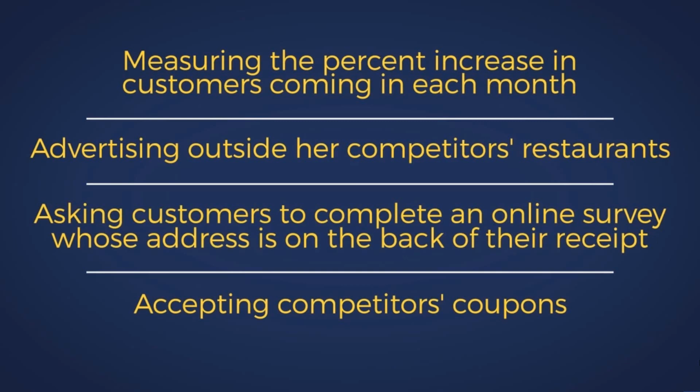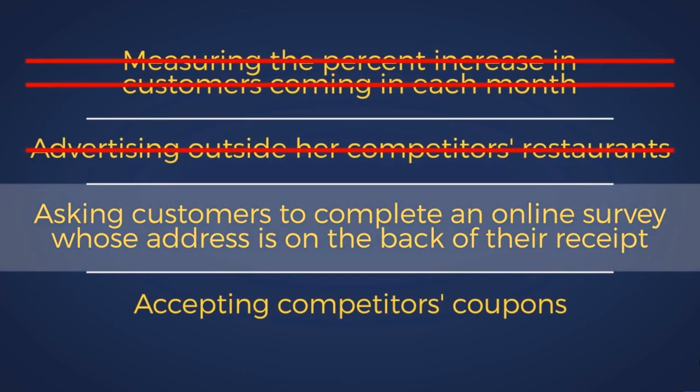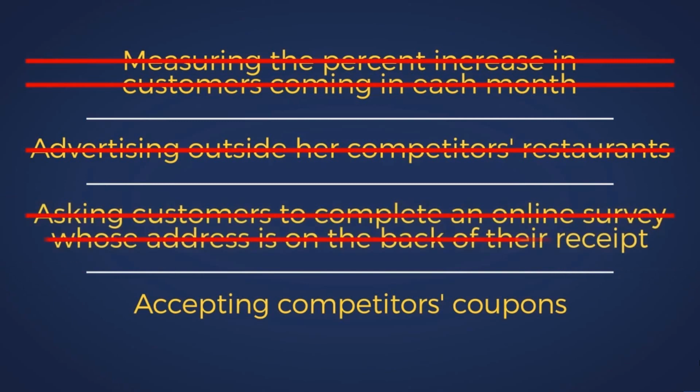There are really only two plausible answers: asking customers to complete an online survey and accepting competitors' coupons. The other two options don't explicitly identify the new customers. So which is it? If the survey wasn't online but was at the table, then it would be the better answer. But due to the fact that it is an online survey whose address is found on a receipt, the likelihood of it being completed is small.